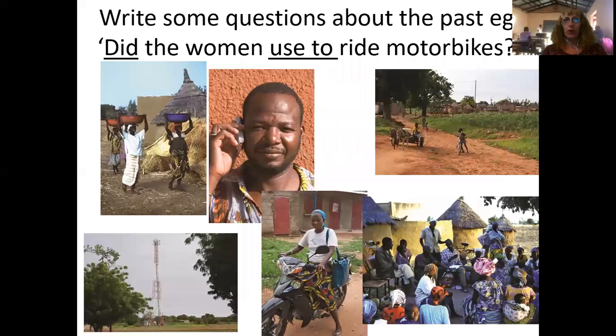Right, what about questions? So we need to ask questions about these pictures. For example, did the women used to ride motorbikes? No, they didn't, but they do now. Some of them anyway. So the question form, look at that example. Did the women used to ride motorbikes? I want you to write a few questions from those pictures. Pause and do that now.